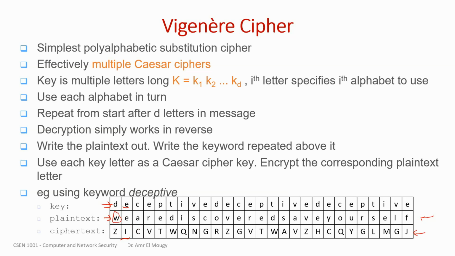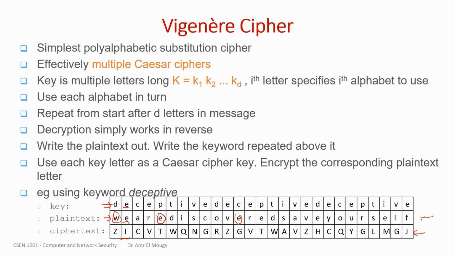We can take the example E. In this column, E is encrypted with E and the result is I. Here, E is encrypted with P and the result is T. Here, E is encrypted with C and the result is G. So if you are encrypting the letter E with a different key letter, you will end up with a different ciphertext letter.